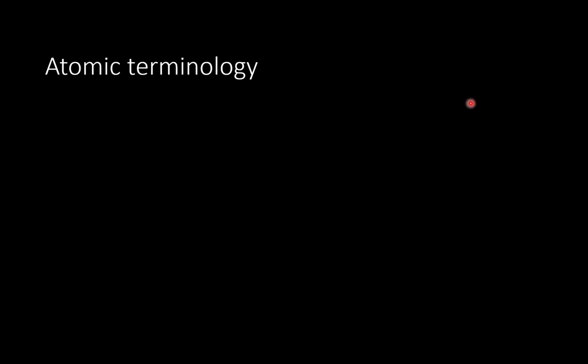In this video, we're going to be introduced to atomic and subatomic terminology along with various notations used for elements. In order for us to talk about atomic terminology, we first have to define what an atom is. An atom is the smallest unit of ordinary matter and is the basic unit for an element.